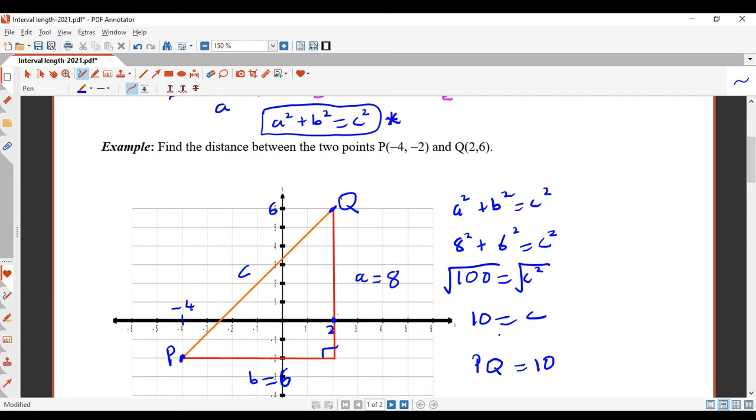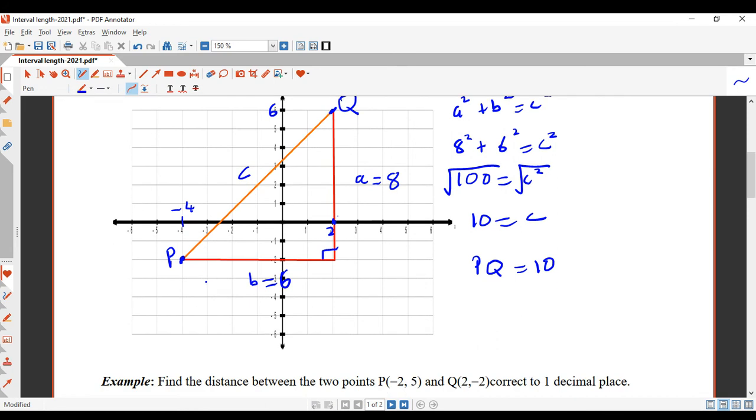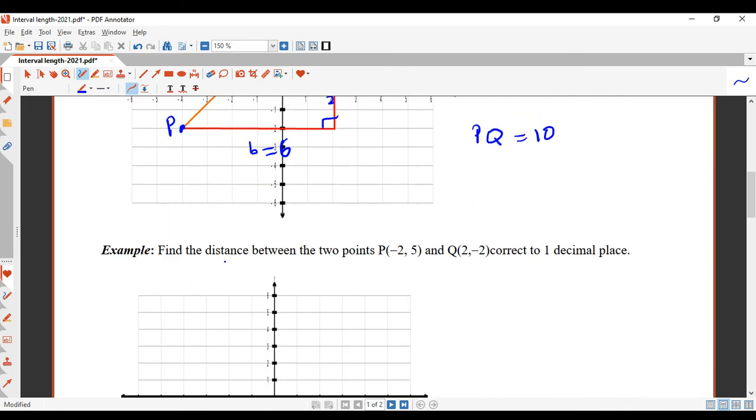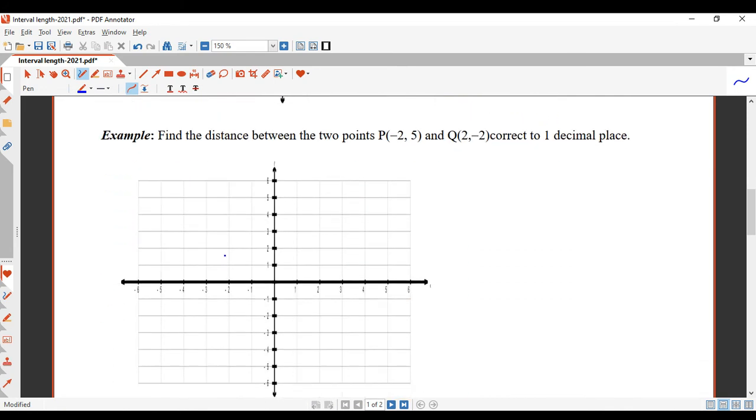Okay? So in essence, form a right angle triangle, work out the horizontal and vertical lengths of that triangle, then use Pythagoras' theorem to get your answer. So copy that down, and if you like, you can pause the video and have a go at this one by yourself.